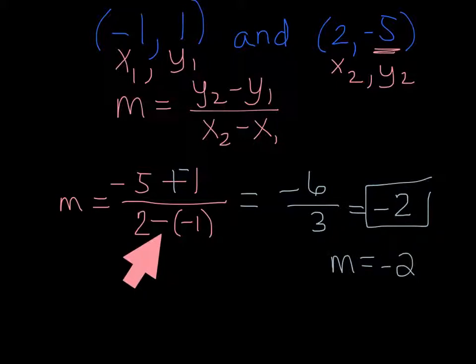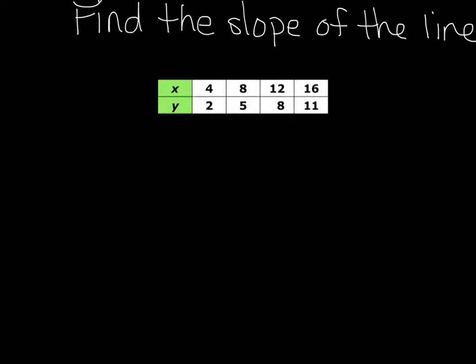So the steepness, or the rate of change of my line, is negative 2. Okay, so here's a different type of example. We want to find the slope of the line given this table right here. They just give us a table of values.